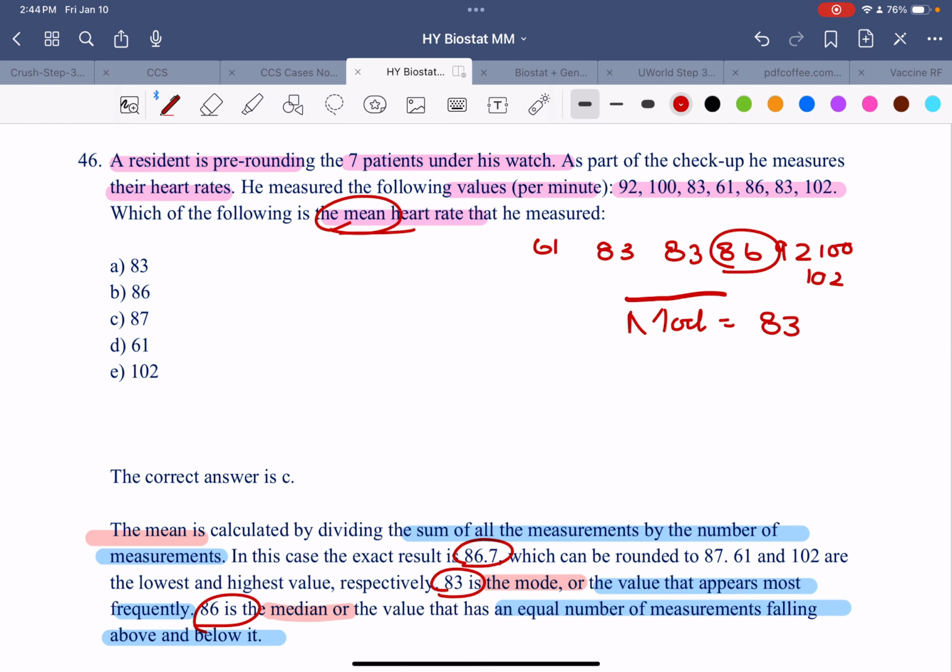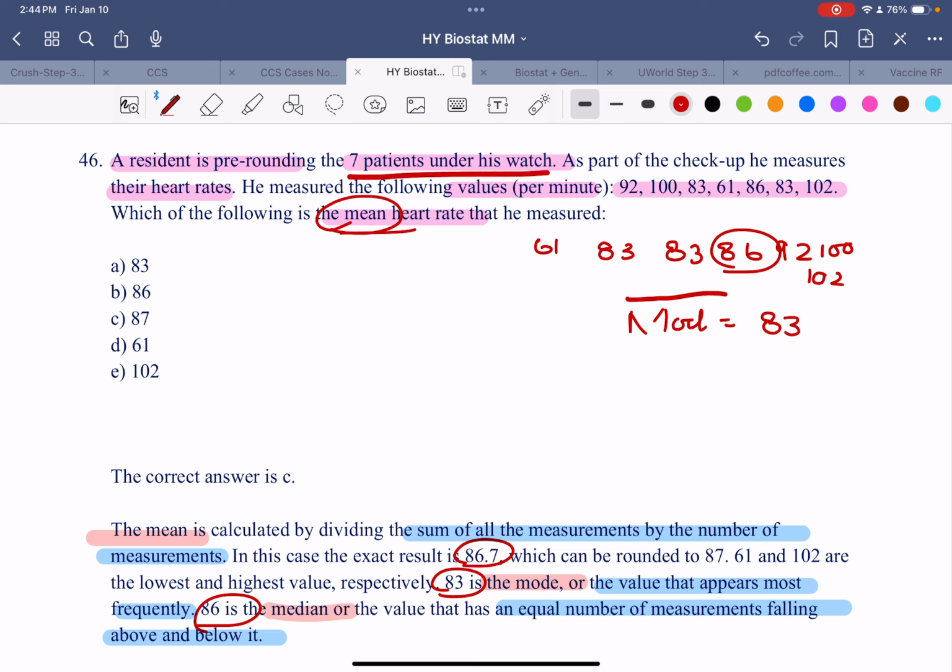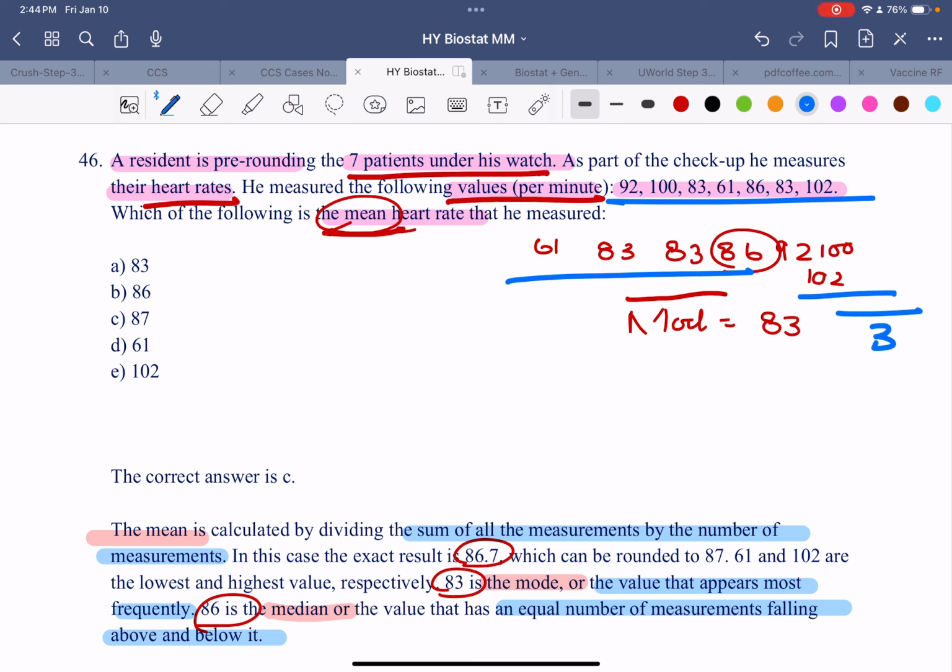46. A resident is pre-rounding the 7 patients under his watch. As part of this checkup, he measures the heart rates. He measures the following values per minute. What is the mean? You already know that mean is the average. We are going to line up all these values in ascending order, and then divide by the total number of values. What is the total number of values? 1, 2, 3, 4, 5, 6, 7. We add up all the values, divide by 7, and the mean comes out to be 87, right?